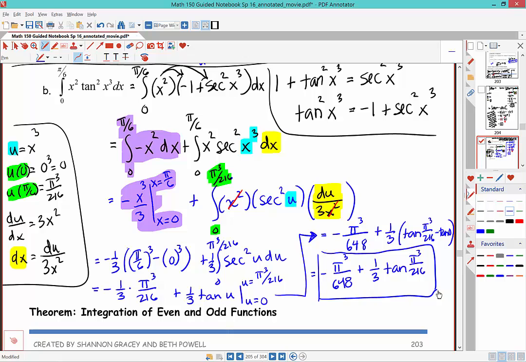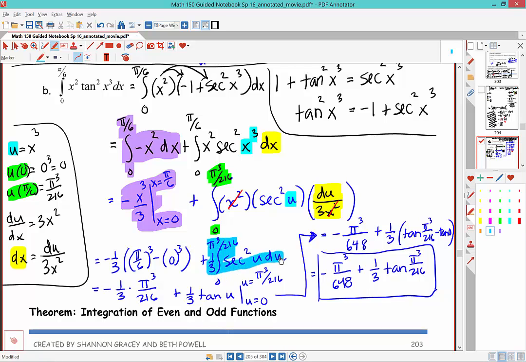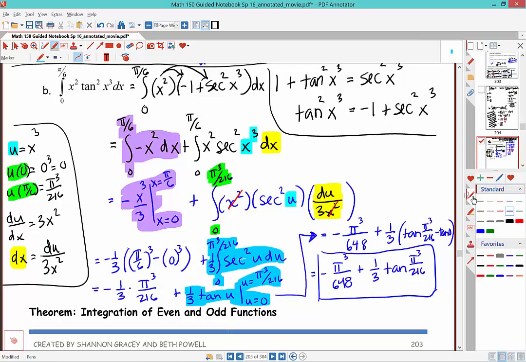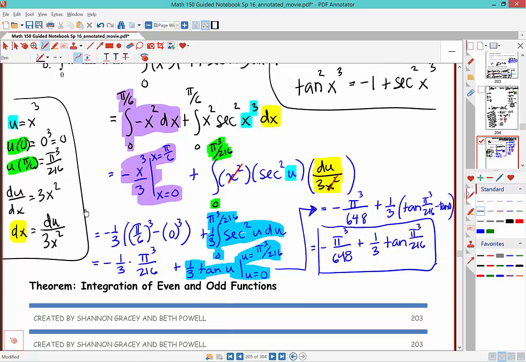All right, so that one was kind of a bear, wasn't it? And just so you can match up, okay, so this whole integral matched to this whole thing. Cool? Okay, so let's see what we've got next.